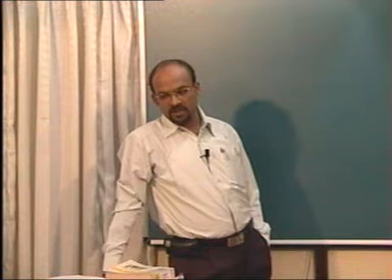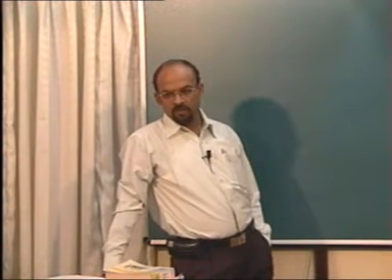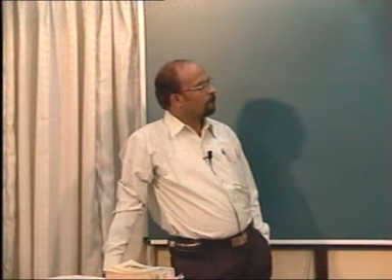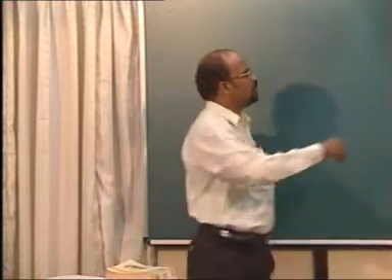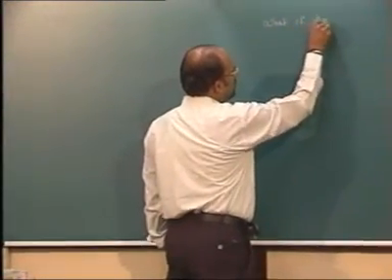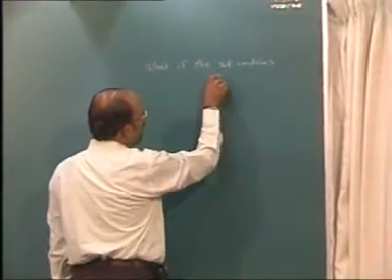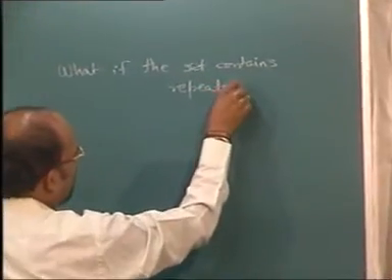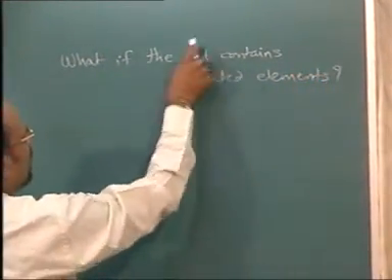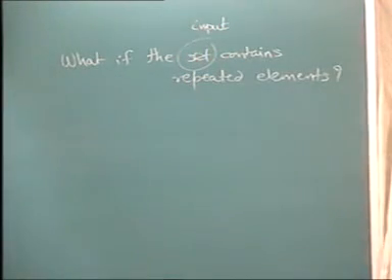We have considered three things: intersection, union and A minus B. Now the question is, what if the set contains repeated elements? Either the set contains or input contains. We generally don't allow the repetitions.